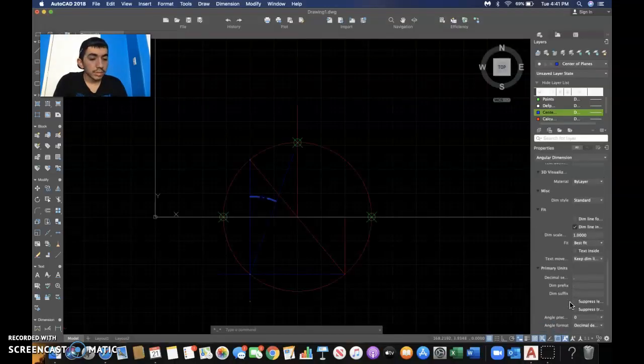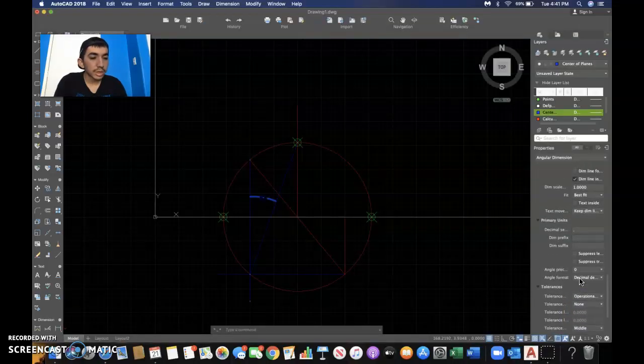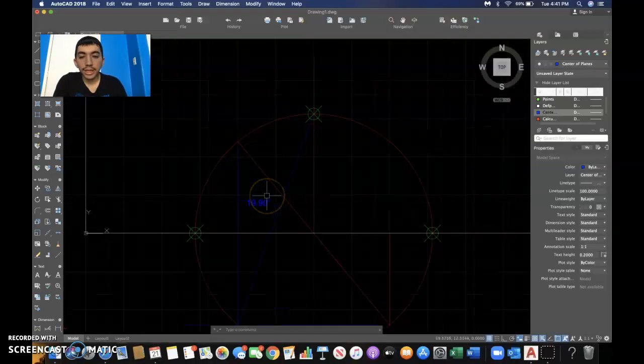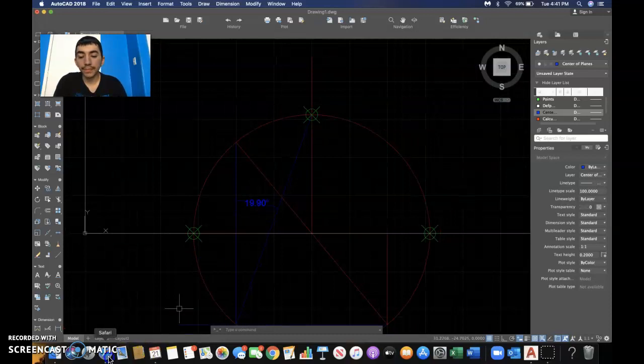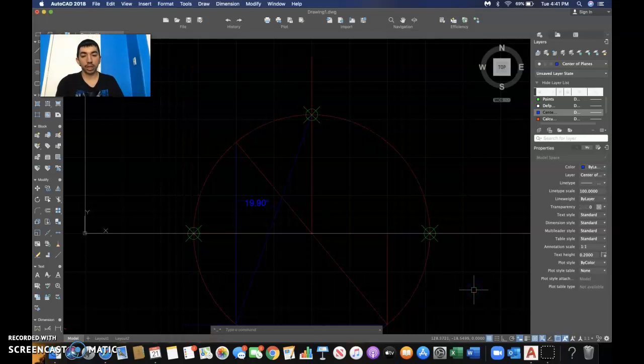And then change the precision. I'm going to use 2 decimal places. So it's an angle of 19.90 degrees. And the angle is 19.90 degrees, but it's negative from the vertical because it's a clockwise rotation.